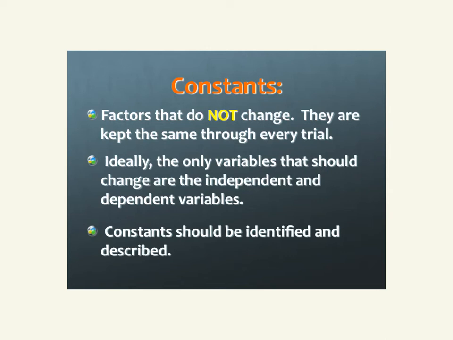Constants are factors in your experiment that don't change, so they're kept the same in every single trial. Ideally, the only variables that should change are the independent and dependent variables. When you design an experiment, you should define and identify your constants. So in my mouse example, some constants might be the type of mice I used, the size of the mice, the type of sugar used, etc.